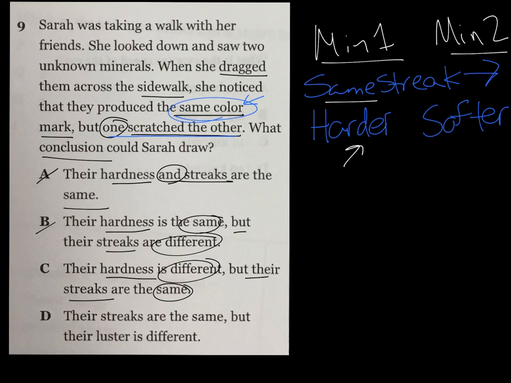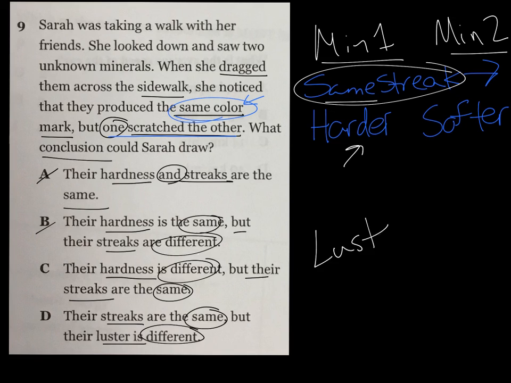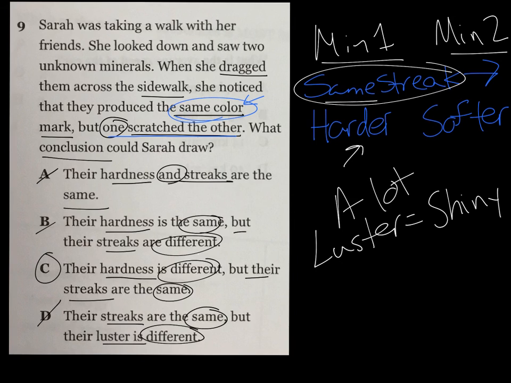But let's take a look at letter D just to make sure. Letter D says their streaks are the same, but their luster is different. Are the streaks the same? Yeah, according to this, the streaks are the same. Luster is different. Now, what does luster talk about? Good. Luster determines how shiny or dull it is, so how much light is reflecting off it. Does this question say anything about how shiny it is or how much light reflects off of one mineral compared to the other? No, it doesn't. So D can't be our answer, leaving us with the only option of C. Let's get the next one.